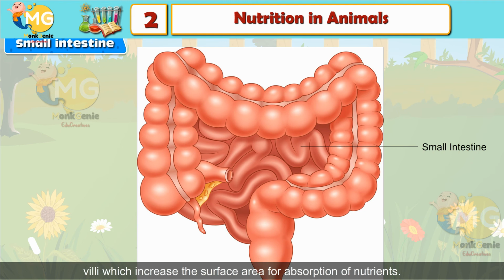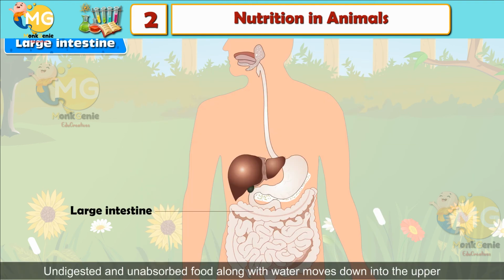The wall of the small intestine has thousands of tiny finger-like projections called villi, which increase the surface area for absorption of nutrients. Large intestine. Undigested and unabsorbed food along with water moves down into the upper part of the large intestine known as the colon. It absorbs water and useful minerals from the watery mass of undigested food materials.